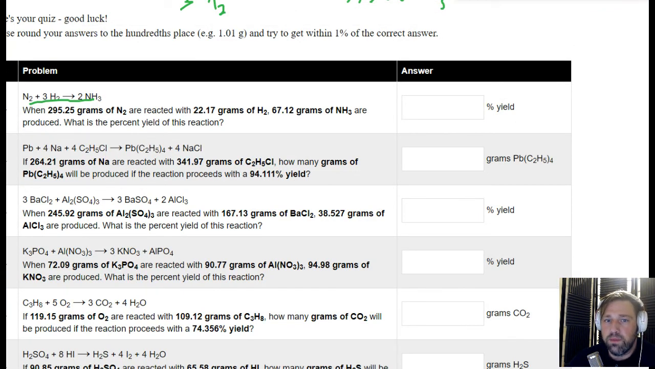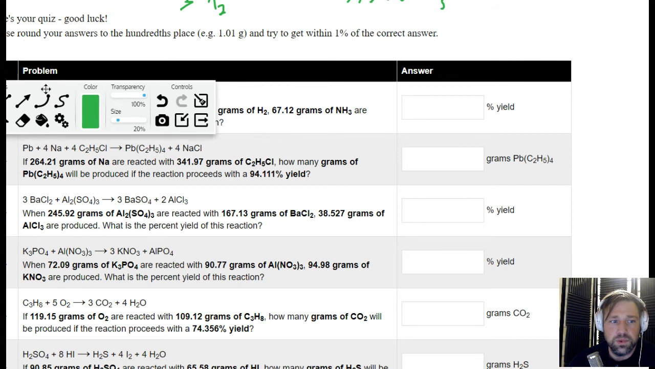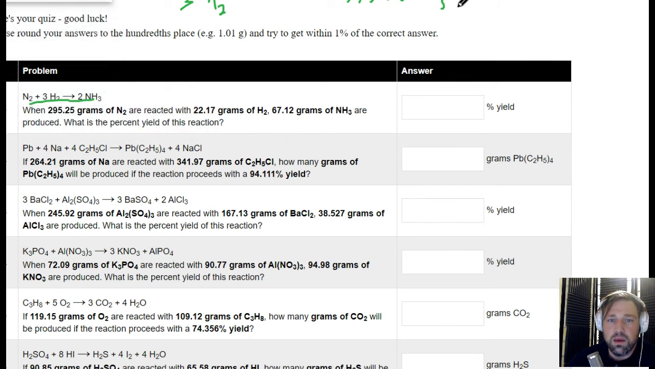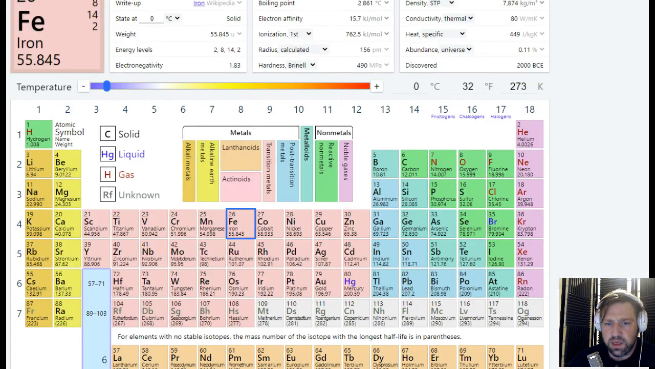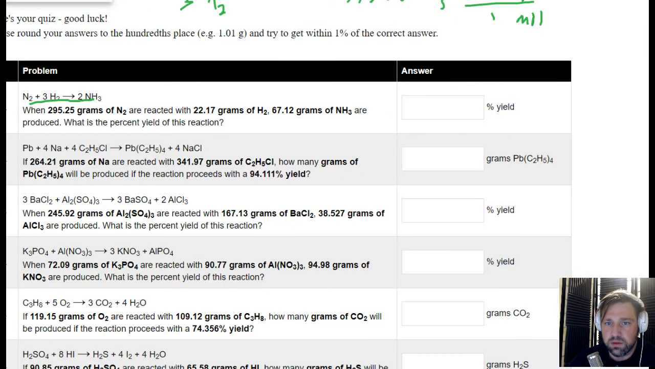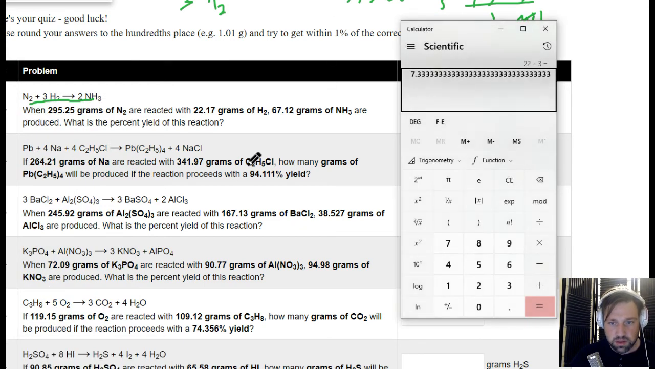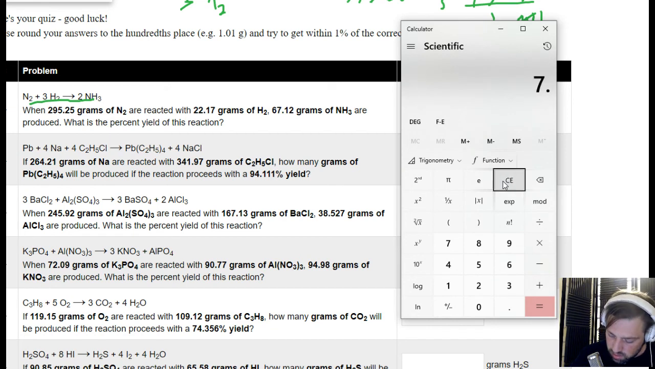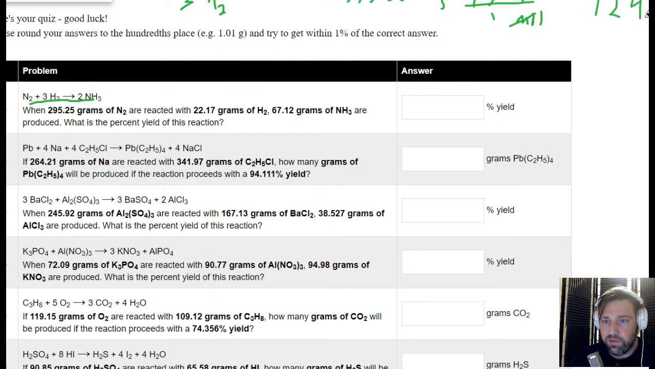Now we need to convert this back to grams. Looking at the molar mass of ammonia, what was it again? 14 plus 3, 17. 17 grams per mole. Moles cancel. So 7.3 times 17 is 124.1. So this is going to be our calculated one.